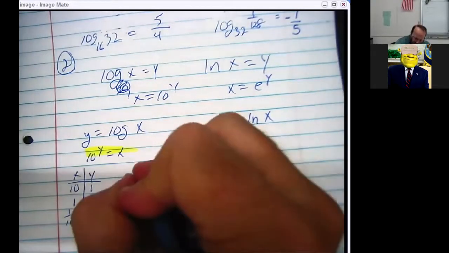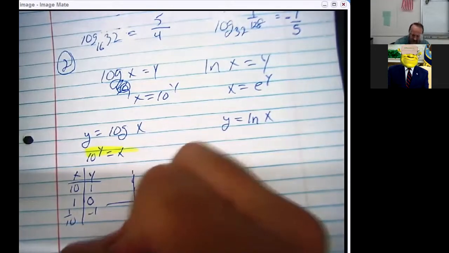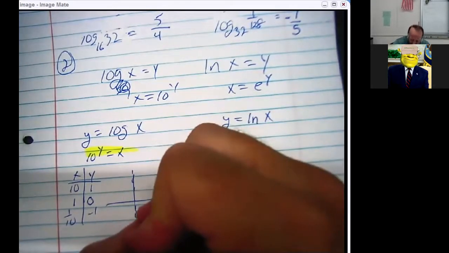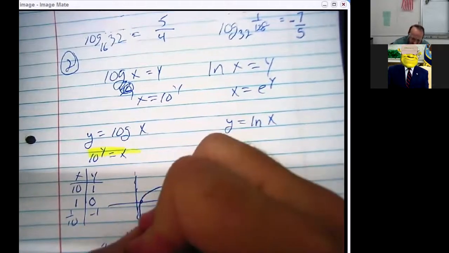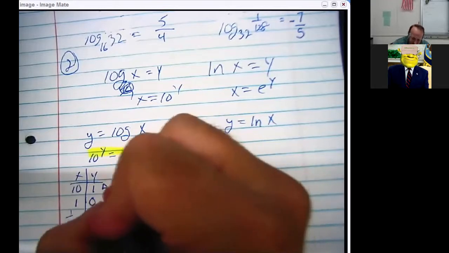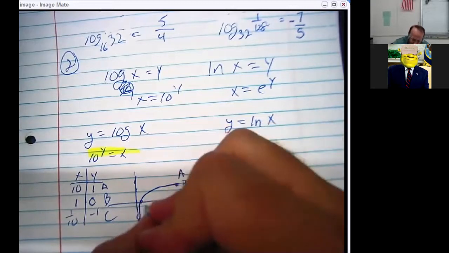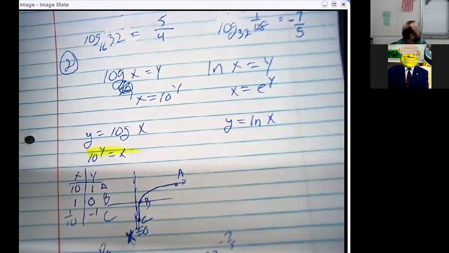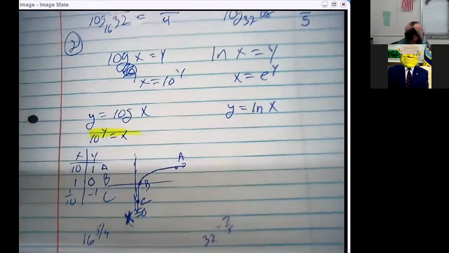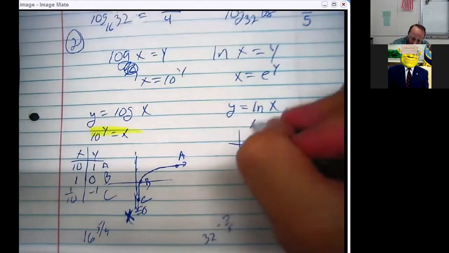So the graph is going to have this vertical asymptote at x equals 0. It's going to cruise up here like this, and it's going to be extremely steep, and it's going to have points a, b, and c, where a is out here at (10, 1), b is at (1, 0), and c is way down here at (1/10, -1).